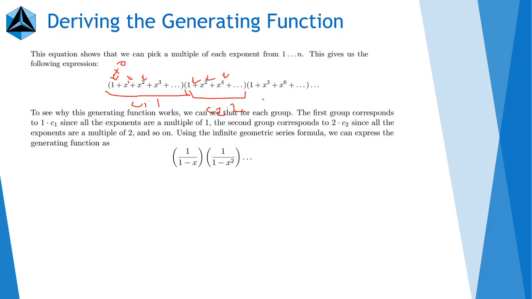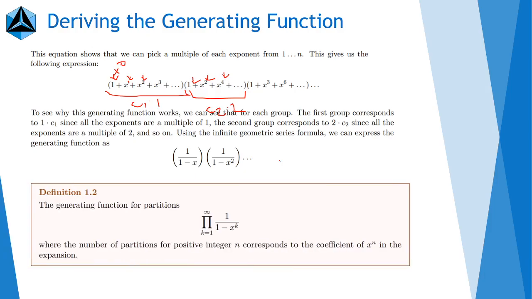We can see that for each group, the first group corresponds to 1 times C1, and so on. And so we can actually simplify this a little bit more. Using the infinite geometric series formula, we can express the generating function as 1 over 1 minus x times 1 over 1 minus x squared times 1 over 1 minus x cubed, and so on. So this actually gives us the generating function for partitions, and that is this right here.